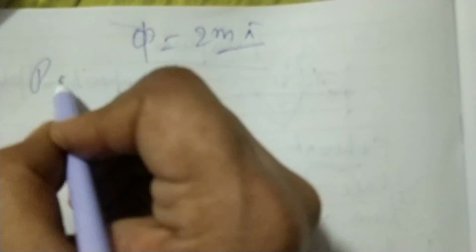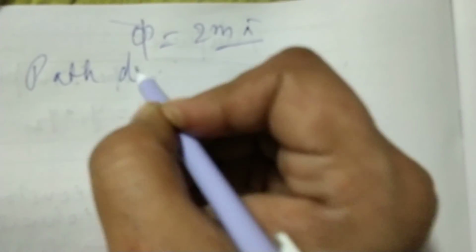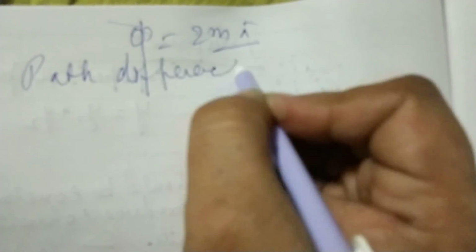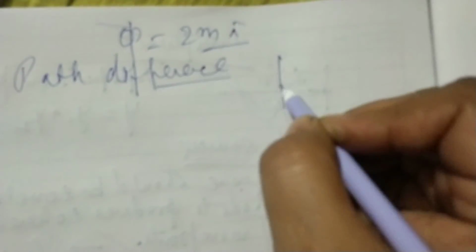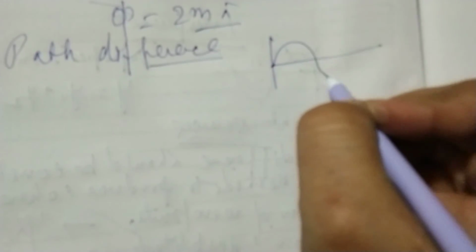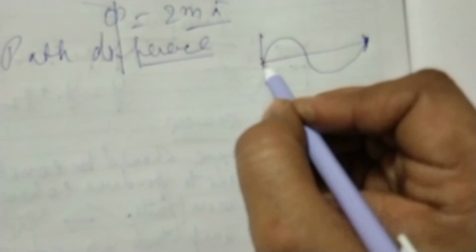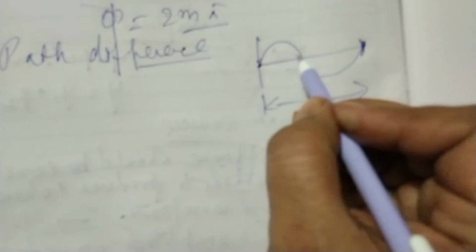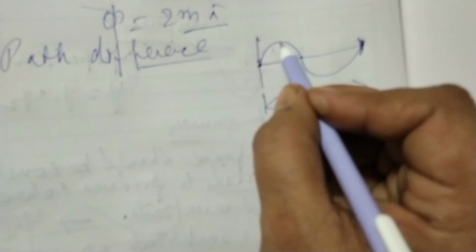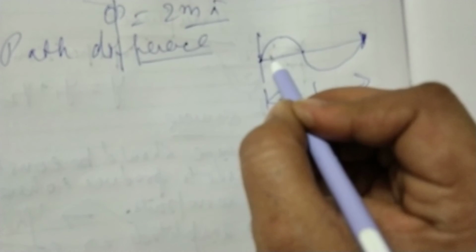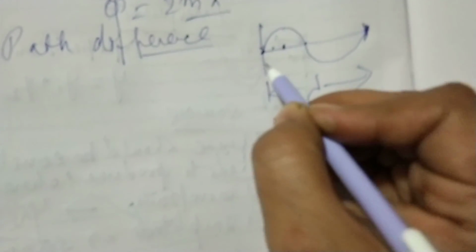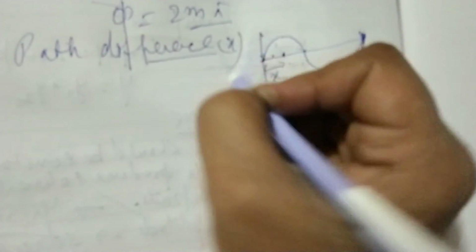Now there is another factor, what we call the path difference. What exactly is path difference? Let us assume you have taken this as one of the waves. Generally we take the wavelength to be lambda. But not necessarily. If we take this position, it can be lambda by 2, it can be lambda by 4. Let us assume the particle is at this position, and let us assume this is the value of x. We have taken this x as the path difference.